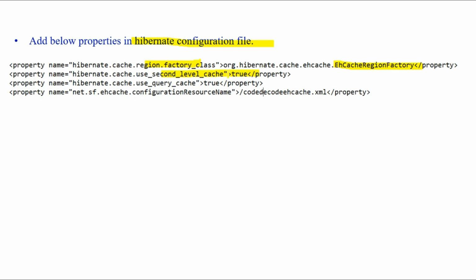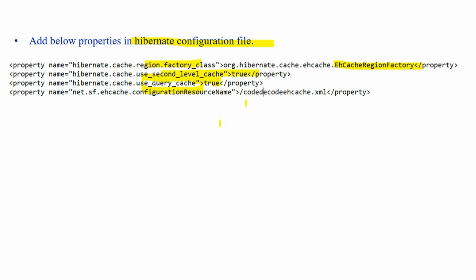If you make it false, your second level cache will not be enabled. Your query level cache, you should always use, remember this is a very important interview question, query level cache should always be used in conjunction with second level cache only. Query level cache will never work with first level cache. So for making a query level cache true, first make the second level cache true.